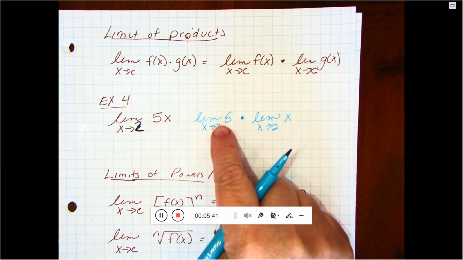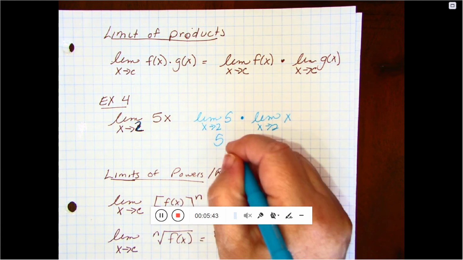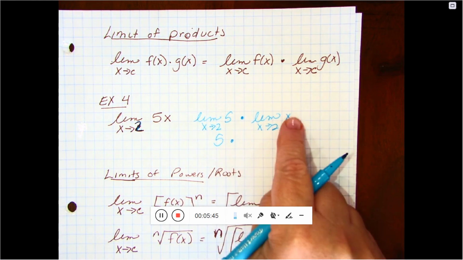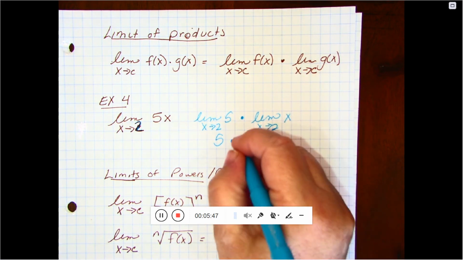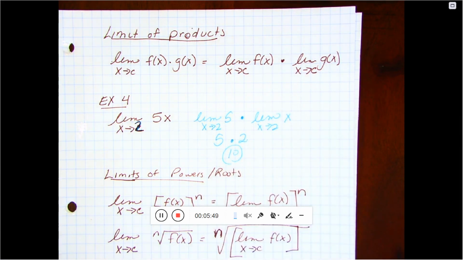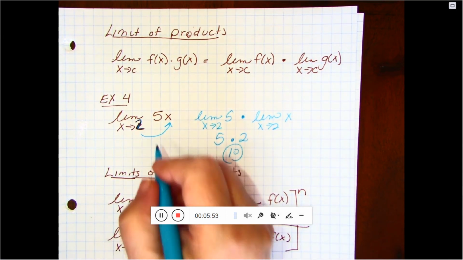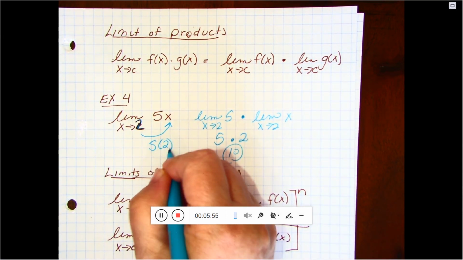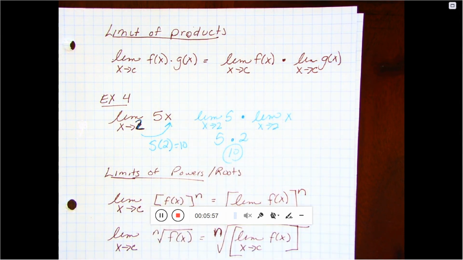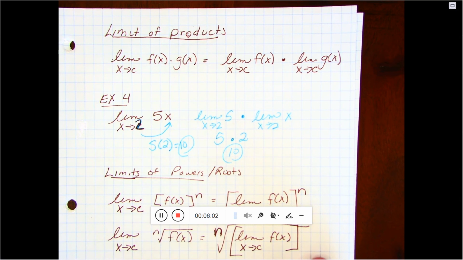Here is the constant rule. This is 5. Times the limit as x approaches 2 of x, which is 2. The answer is 10. And once again, could I have just plugged the 2 in? 5 times 2 is 10. So the answer is yes, you could have just plugged the 2 in for the x.